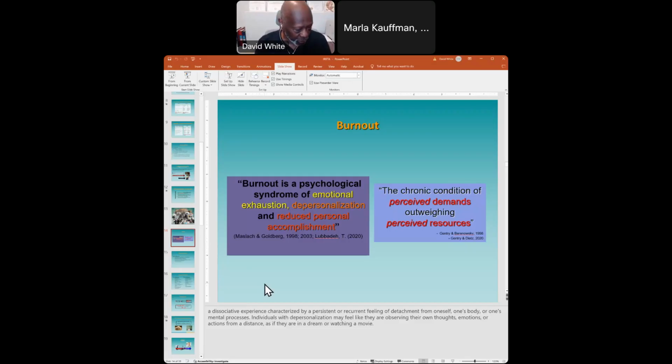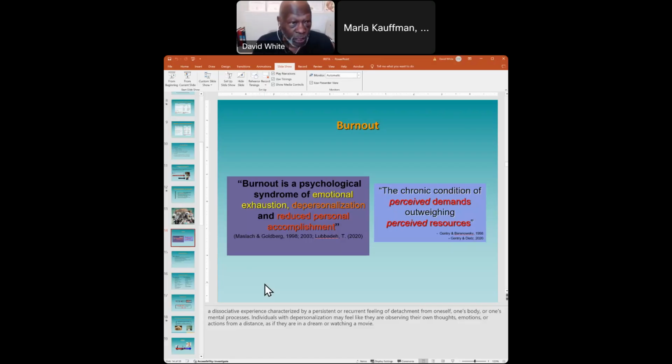I heard you say that some of the people said that they don't care anymore. You get to the place of, you know what, I'm going to work, I'm not getting any satisfaction from work, it's more draining than not. So all of these kinds of things lead to the syndrome of burnout: emotional exhaustion, depersonalization, and a reduced sense of accomplishment. That comes from Maslach and Goldberg in '98 and 2003, and then also Lubaday in 2020, who basically used the same description to talk about burnout.